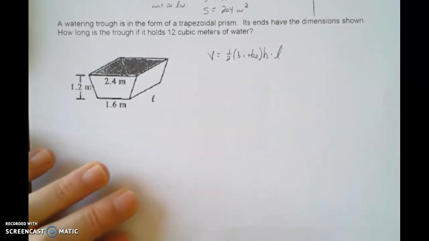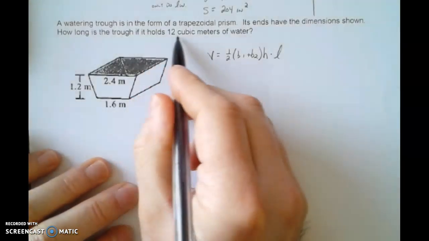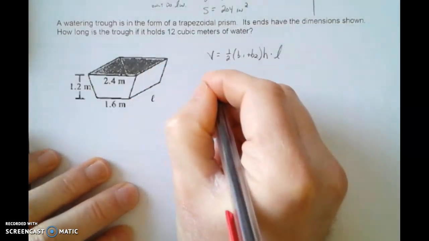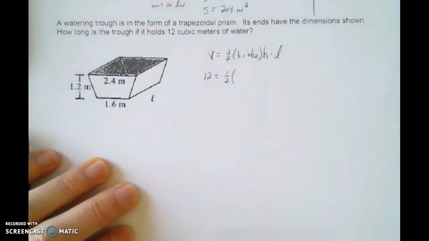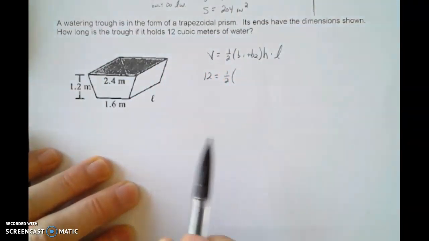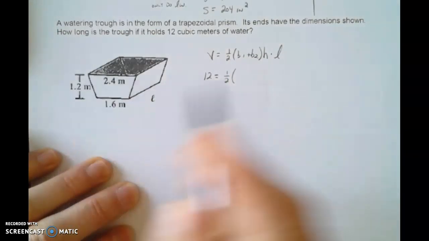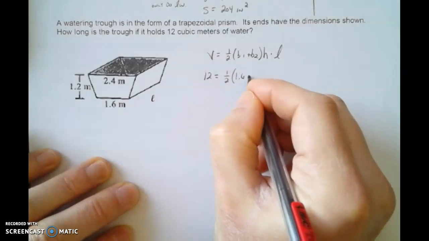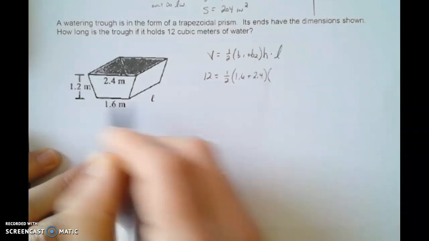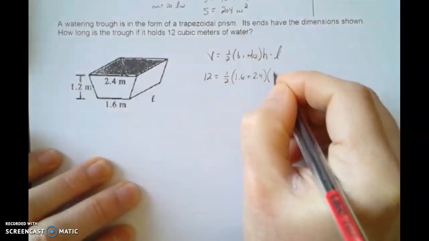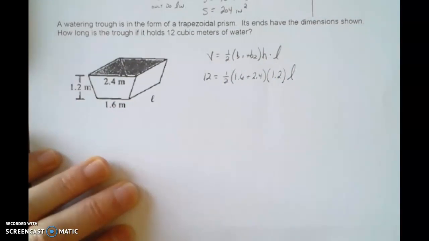And now we're going to substitute in the values that we know. We know the volume, it holds 12 cubic meters of water. 12 equals 1/2 times. The bases are on the trapezoid. They're the two sides parallel to each other, 1 6/10 and 2 4/10. 1 6/10 plus 2 4/10 times the height. The height right here is 1 2/10 times L, the length.